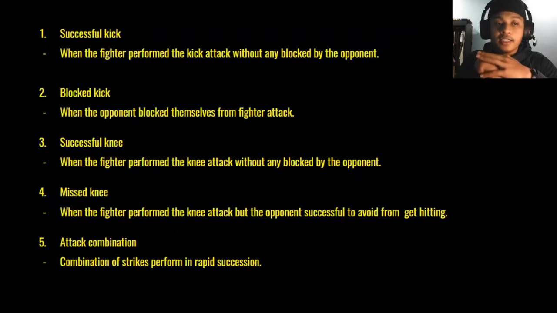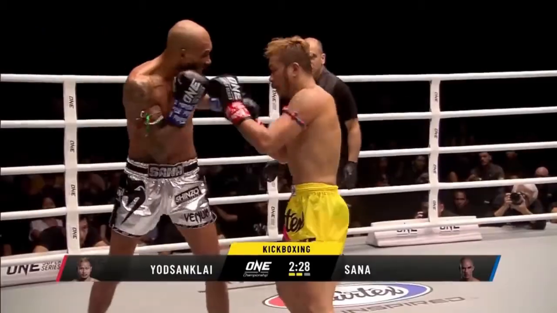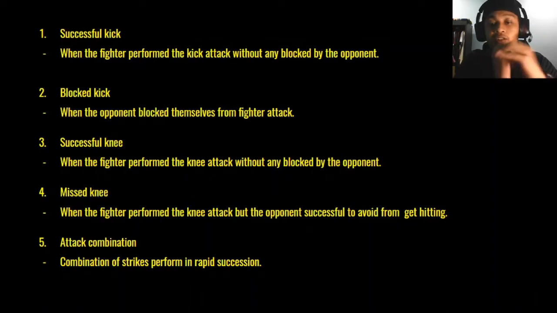Next we will go to successful knee. Successful knee is when the fighter performs the knee attack without any block by the opponent. The fighter strikes with the knee, either with the kneecap or the surrounding area. The fourth one is miss knee. Miss knee is when the fighter performs the knee attack but the opponent successfully avoids getting hit.